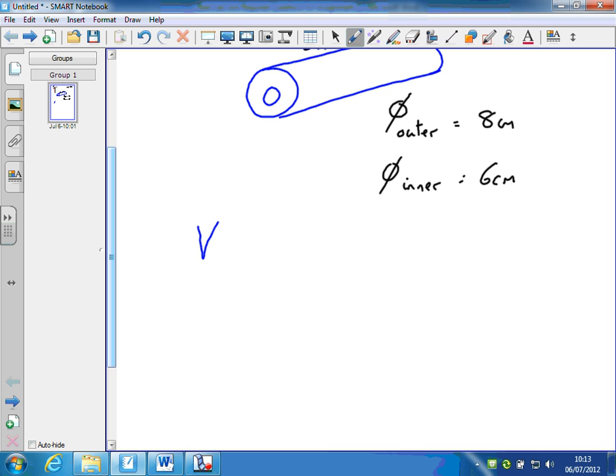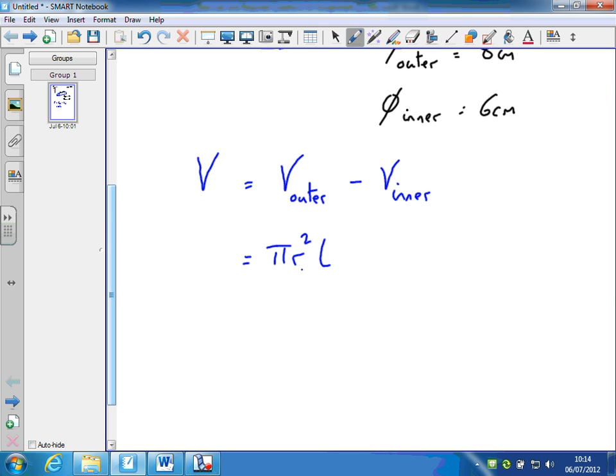So the volume of that we're after equals the volume of the cylinder as a whole, so the outer cylinder, minus the volume of the inner cylinder, effectively. The formula for the volume of a cylinder is pi r squared L. So that will be pi times the radius of the outer cylinder squared times the length, minus pi times the radius of the inner cylinder squared times the length.